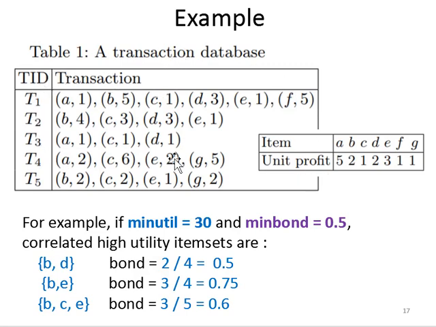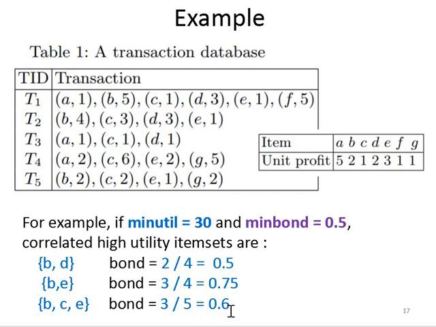We have a database again. I think it is the same database. If we set the minimum utility to 30 and the minimum bound to 0.5, we find the result at the bottom. So for BCE, the bound is 3 because BCE appear together 3 times, divided by 5 because in 5 transactions at least one of B, C, or E appears. Okay, so the bound is 0.6.